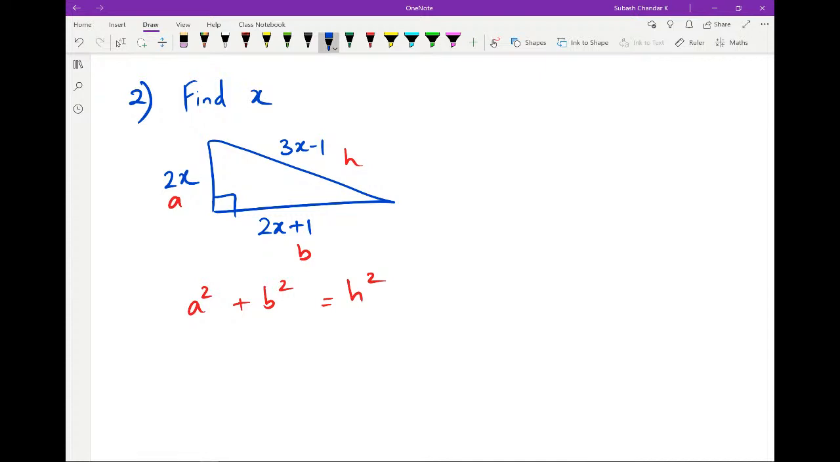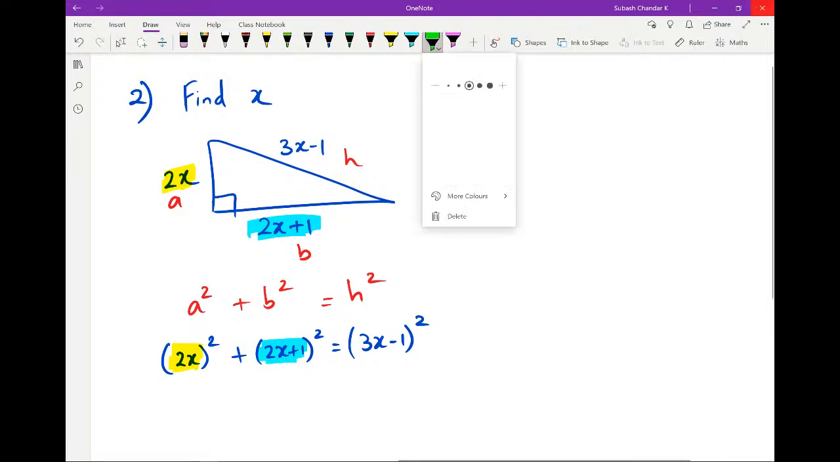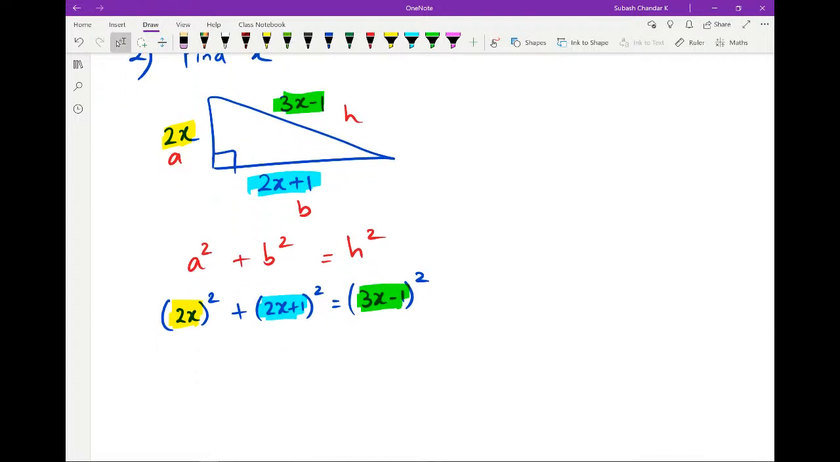Cool. So we've got a squared plus b squared is h squared. All we're going to do is replace a with 2x squared, b with 2x plus 1 squared, and h with 3x minus 1 squared. So that's my a right there, then my b, which is 2x plus 1, and my hypotenuse, which is 3x minus 1. At this point, just expand the brackets, rearrange to a quadratic, and solve.